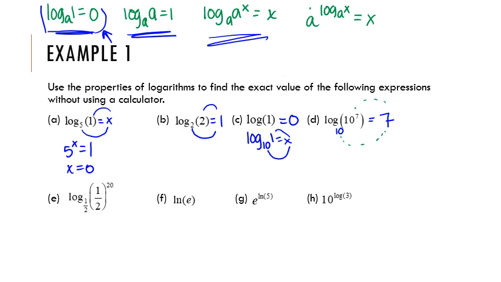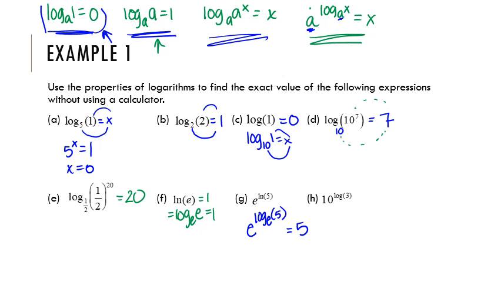Letter E also matches up with that third property, so that's just 20. Letter F matches up with this second property because this is the same thing as log base e of e, so it's just 1. Letter G actually matches up with this fourth property because this is the same thing as e to the log base e of 5. You can see we have the same base. So the answer to that is just 5. And the same thing happens for H because this is the same thing as 10 to the log base 10 of 3. Again, using this property, you can see the answer is just going to be 3.